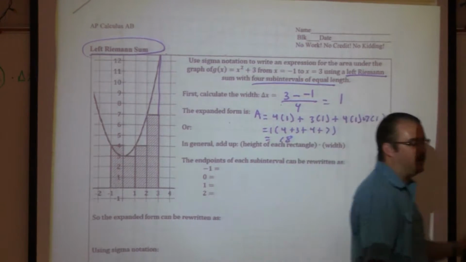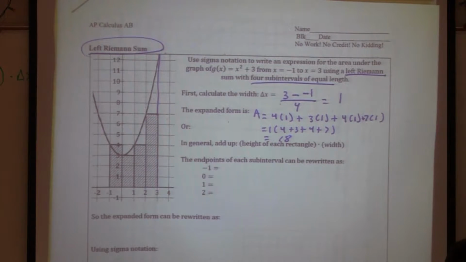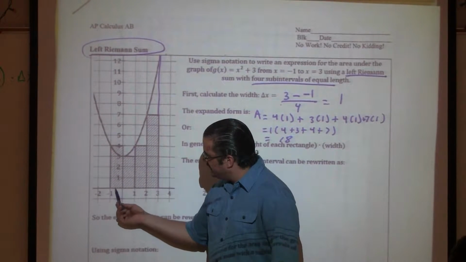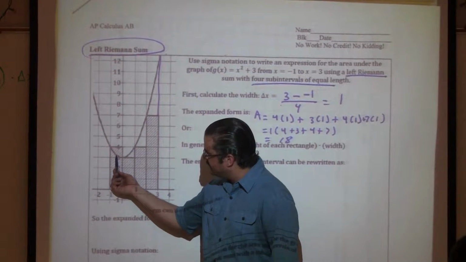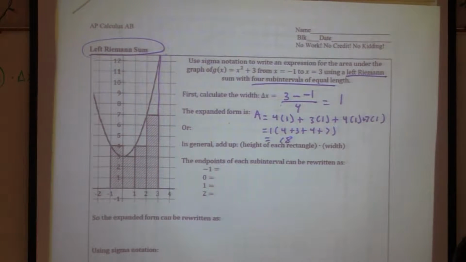Okay. So tomorrow we'll do midpoint Riemann sums. So instead of using the left or the right, you're going to use the middle of that interval to figure out your height and draw your rectangle. So we'll see how that is. That's actually going to be like an average between the left and the right. Good?